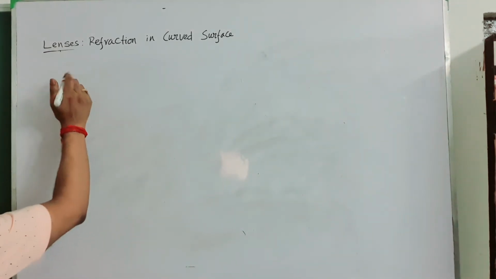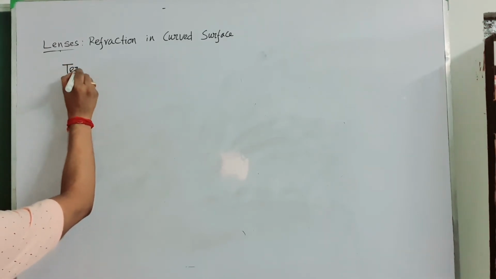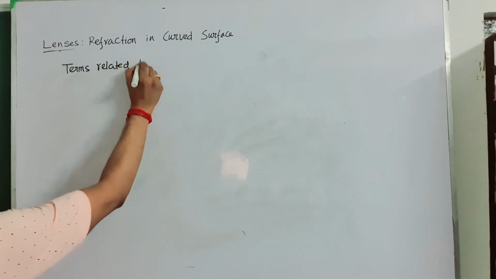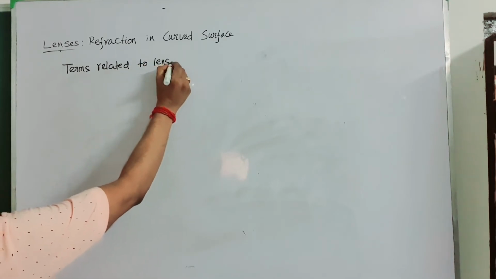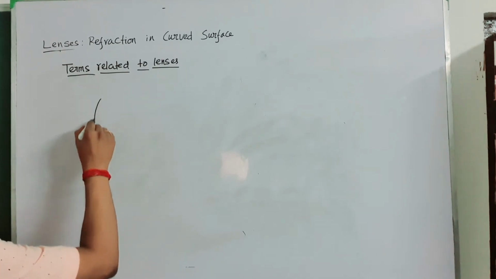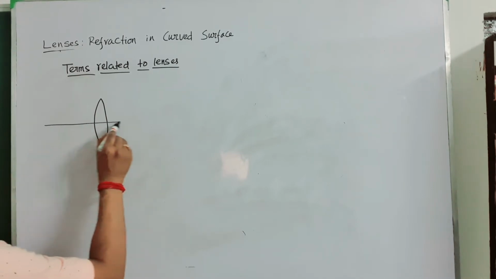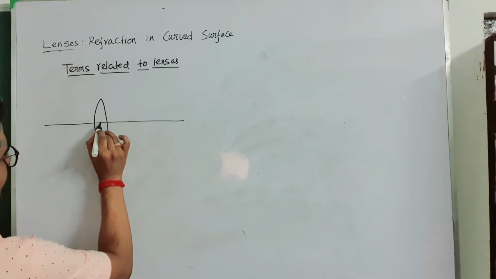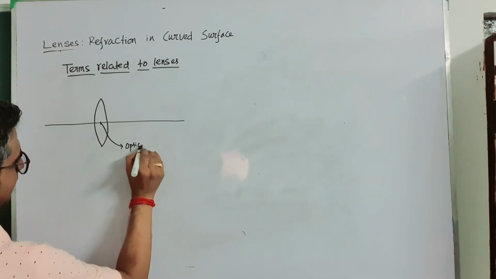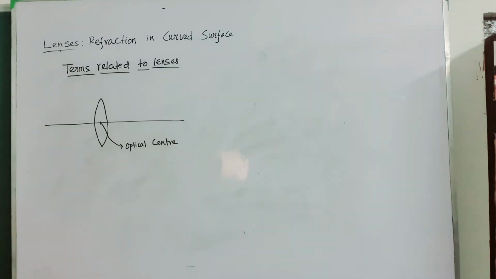Next is some terms related to lenses. This is already known to us, optical center. ठीक है, optical center already known to us.